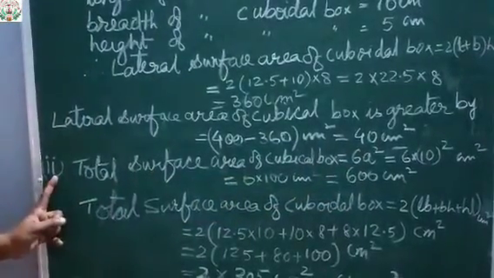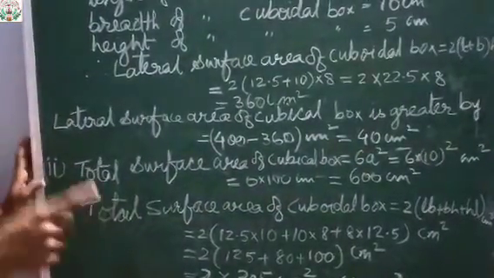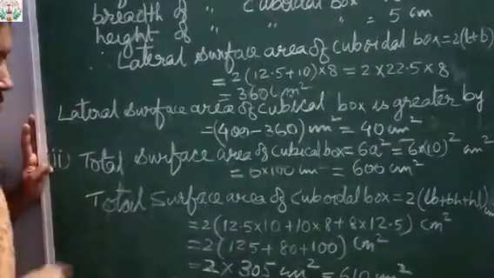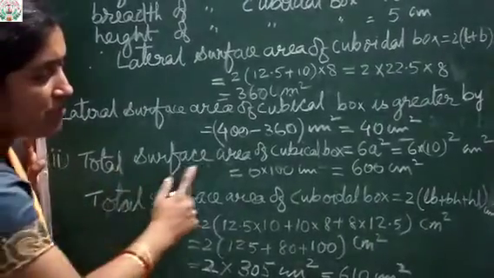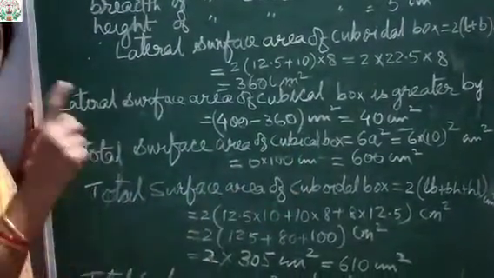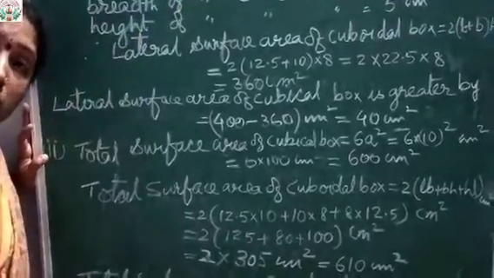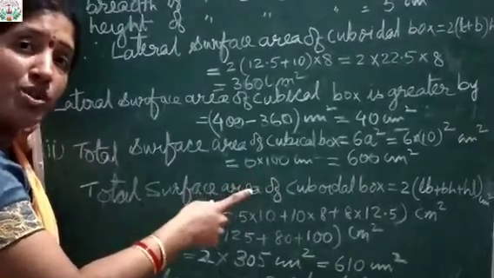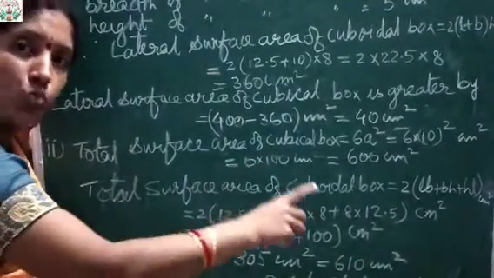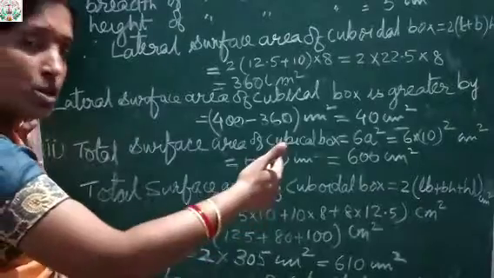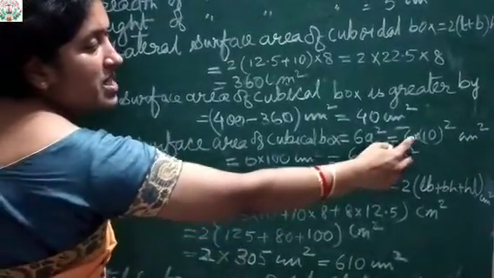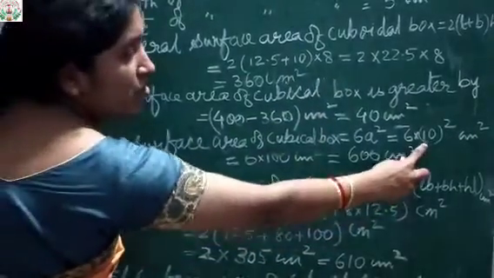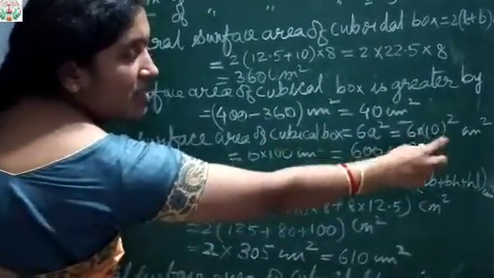Now let us come to the second part of the same question, that is, the total surface area of which box is smaller. So now let us find the total surface area of the cubical box. Total means what? Now top and bottom also we will include. So the formula of total surface area of the cubical box will be what? 6a square, where a is the side of the cube. So that is equals to 6 into, what is the side given there? We have seen 10 cm. So that is 6 into 10 within bracket, 10 square.